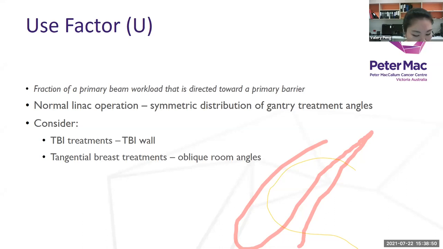And there are certain considerations. If you have techniques that use a particular beam angle more, such as TBI or tangential breast treatments, then those would require the use factor for the barrier that the beam is directed at. So those barriers would have a higher factor if you consider it's being used more.